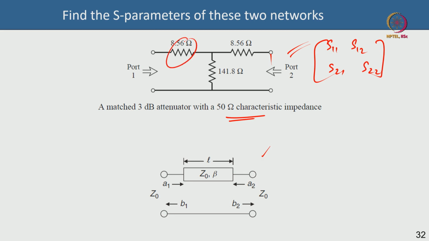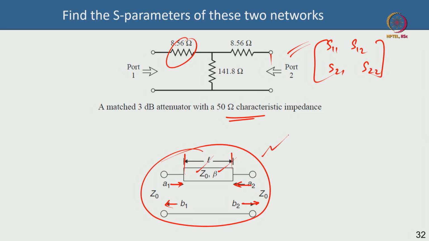Instead of having these resistance networks, I can even have a transmission line. I can say that a transmission line has a length of L, characteristic impedance of Z0, and a propagation constant of beta. I can say that there is an incoming wave A1, reflected wave B1. On the output side, the outgoing wave is B2, and the incident wave is A2. So for this transmission line also you can go and find out the S parameter. So keep that in mind, please.